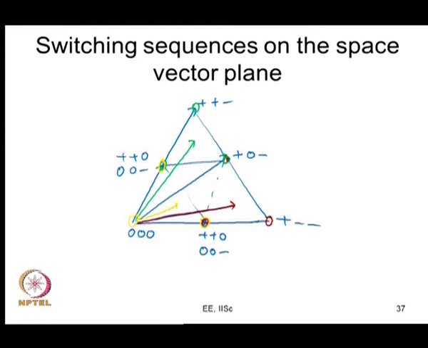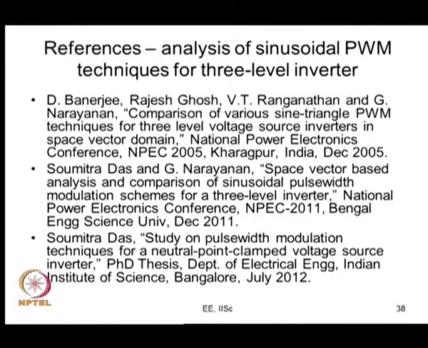So, these are what you would call the 3 nearest vectors, and the in-phase sine triangle PWM makes sure that the 3 nearest vectors get applied, and therefore you have very good harmonic distortion. You can find some work on this, particularly the comparison of in-phase and out-of-phase carrier in the first paper, which was presented in the National Power Electronics Conference, and this is the later study.